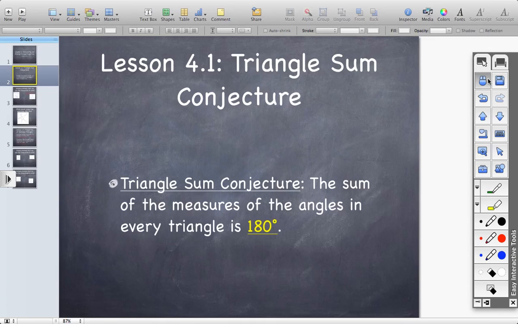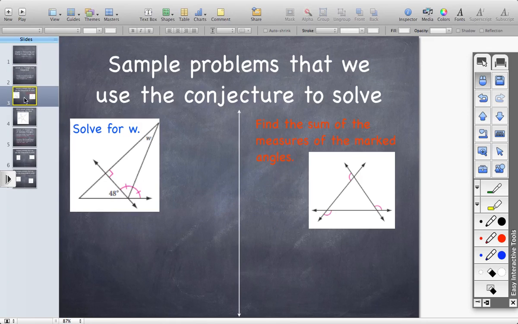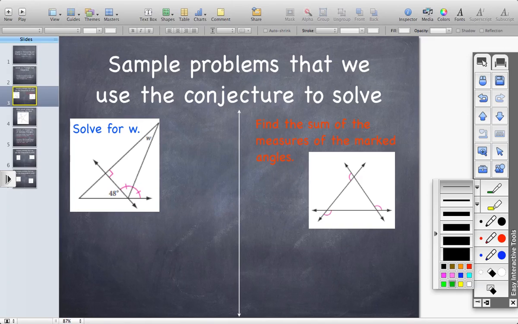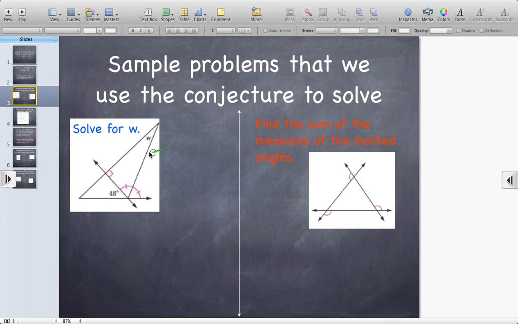Let's take a look at some examples of the kinds of questions you can expect to see and how knowing the triangle sum conjecture will help you solve them. One of the things we are going to talk about is, with the triangle sum conjecture, we're solving for missing angles. Usually that's one of the primary reasons we have for it. So, for example, on the left-hand side, we want to find W. So up here in the corner, we're going to solve for W.